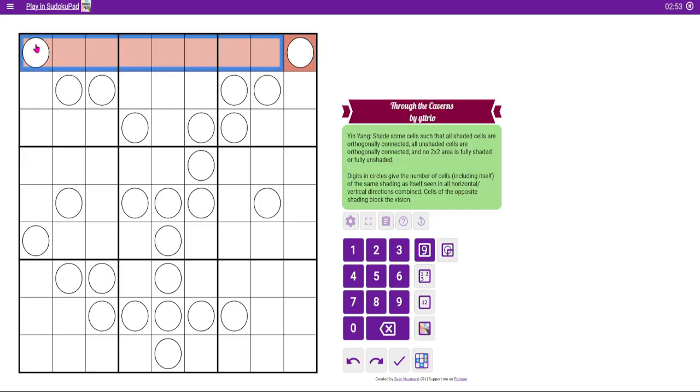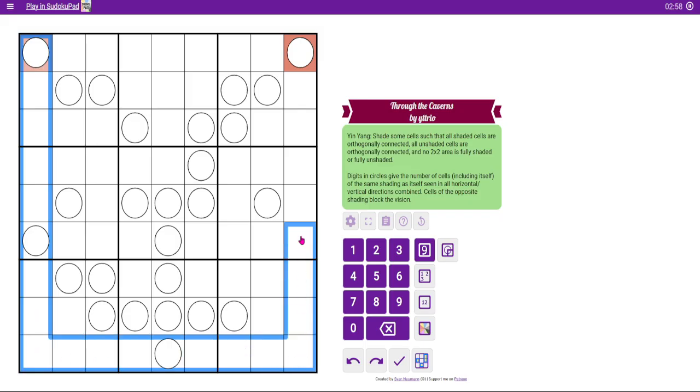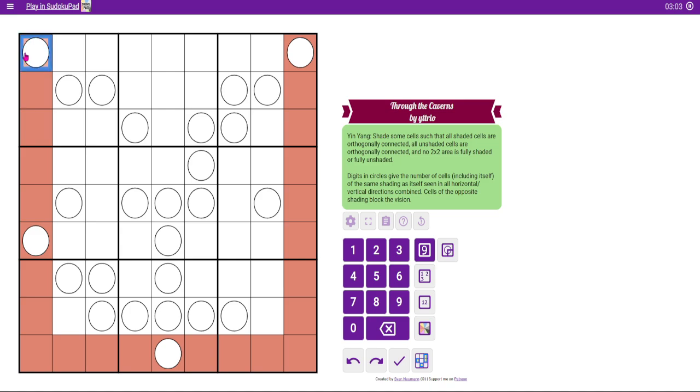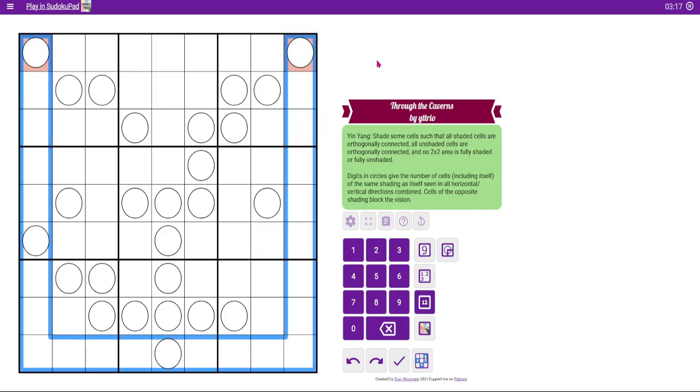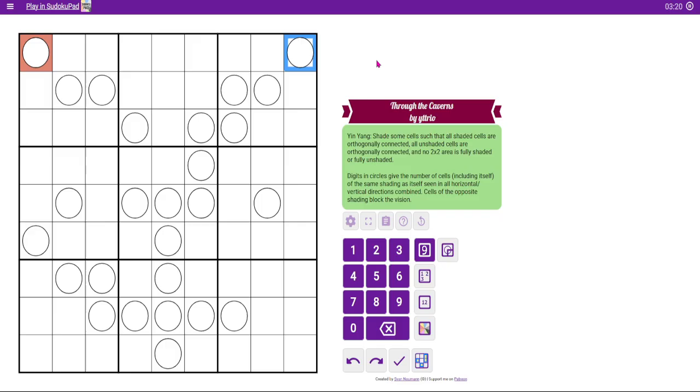And let's just remove this shading again. Now let's see if we go the other way around, connecting the two red cells. Now this circle up here sees 1, 2, 3, 4, 5, 6, 7, 8, 9. This one will be a 9. And the same goes for this circle over here. It also sees 9 shaded cells. Again, we have the two 9s up here, which is not possible. So now we know these two cells are two different shadings in the yin-yang puzzle.